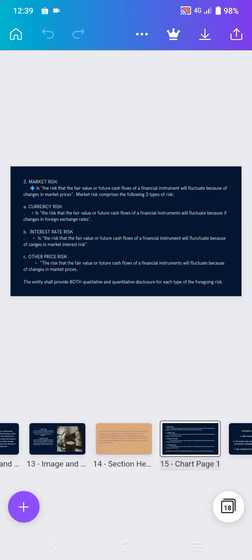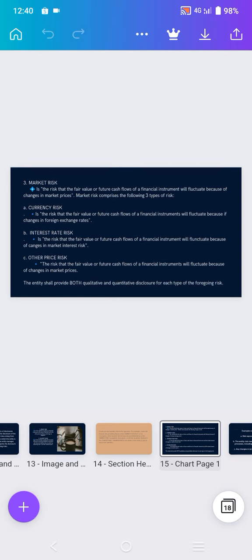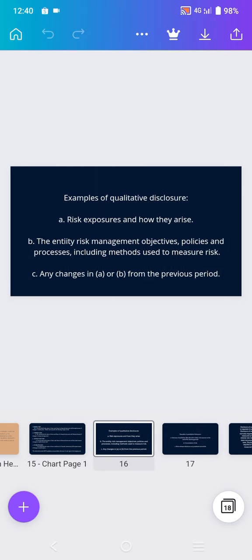Next po, the entity shall provide both qualitative and quantitative disclosure for each type of the foregoing risk. So, dito po, pinoprovide na po nila ang qualitative and quantitative sa iba't ibang foregoing risk po nila. Syempre po, habang ngayon po, pabago-bago din po ang risk na tinatahakan po natin. Next po, examples of qualitative disclosures. A, risk exposure and how they arise. So, other types of risks, hindi natin maiiwasan kung paano din sila ulit umangat or bumaba. Kasi yun nga po, hindi natin po alam kung kailan po talaga siya tataas or bababa po.